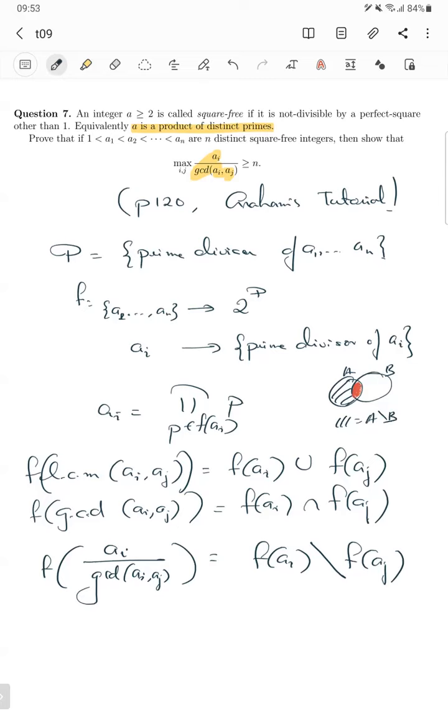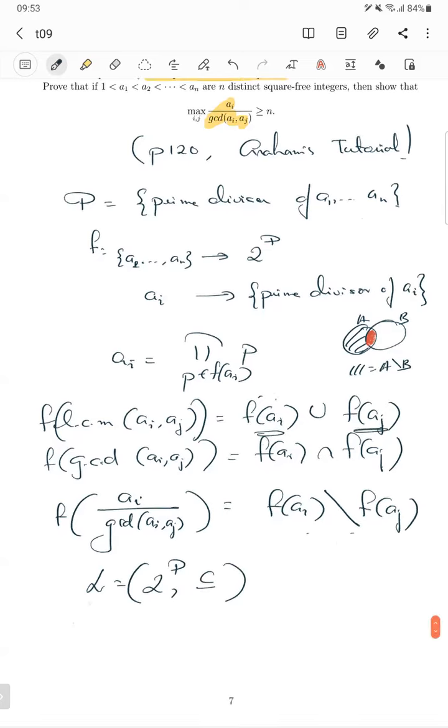And now if you put in a lattice structure here, you cannot have a lattice just by using the f of a_i's, because the GCD of these may not even exist in the lattice. But the lattice that you should take should be the whole of 2 to the power P. Then this is the normal subset lattice. The partial order is the subset relation. So these are all members of the lattice. This is a member of the lattice, and so on.